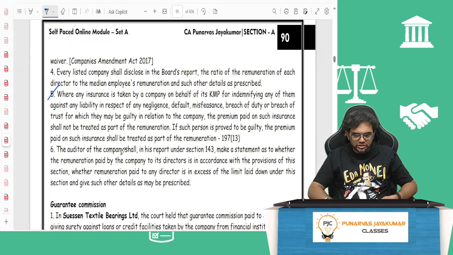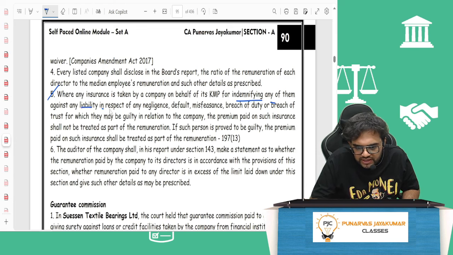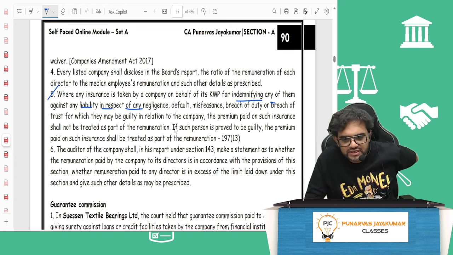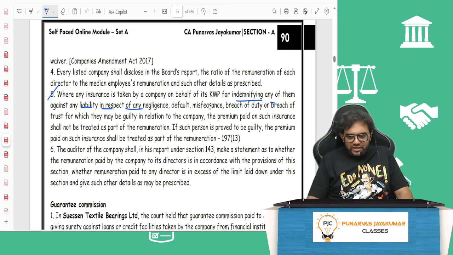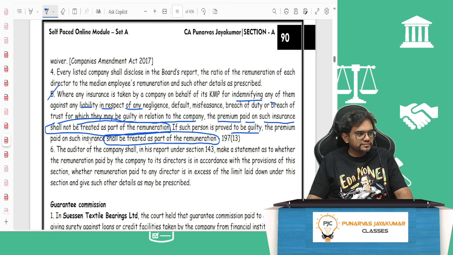Point number 5. Where any insurance is taken by a company on behalf of its KMP for indemnifying any of them against any liability, in respect of any negligence, default, misfeasance, breach of duty, or breach of trust for which they may be guilty in relation to the company, the premium paid on such insurance shall not be treated as part of the remuneration. Only if he is proven guilty, then it will be treated as part of remuneration. Very simple. In one case, it will not be treated as part of remuneration. In the other case, it will be treated as part of the remuneration.